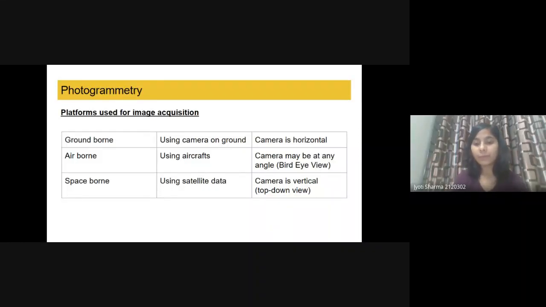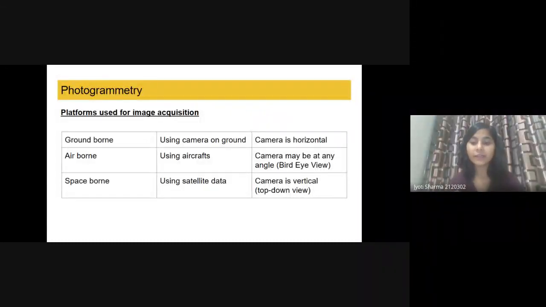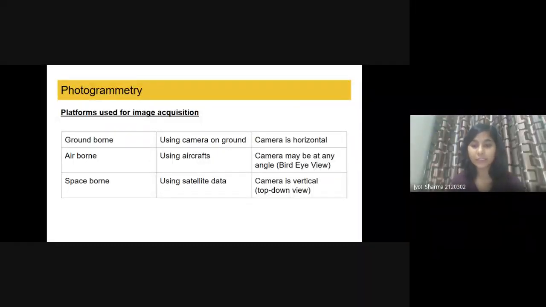So you have to keep in mind that there are different advantages and disadvantages depending on how our camera is at that position, either horizontal, vertical, or at a different angle. Based on that angle of the camera, we can get some information, or the information may get distorted as well. So we have to keep in mind what angle you are keeping to capture the information.